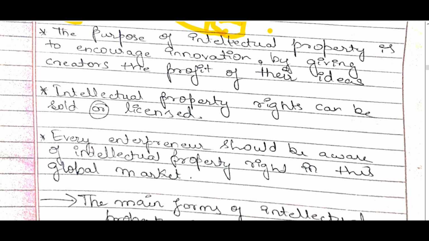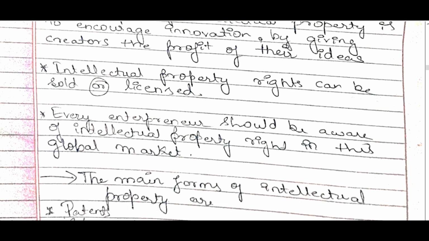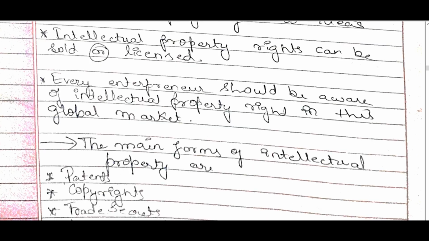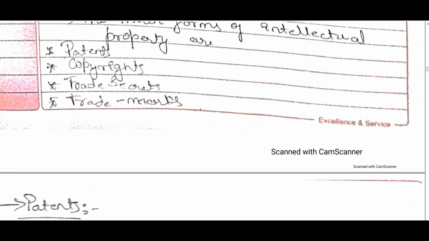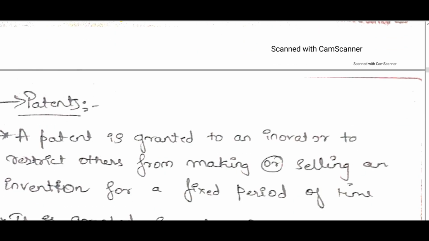Intellectual property rights can be licensed or can be sold. If I have an intellectual property right, I can license it to someone or I can sell it to someone. Every entrepreneur should be aware of intellectual property right. If I have created a product and I have no idea, then I will be at a loss. The three main types of intellectual property right, or four important types, are patents, copyrights, trademarks, and trade secrets.